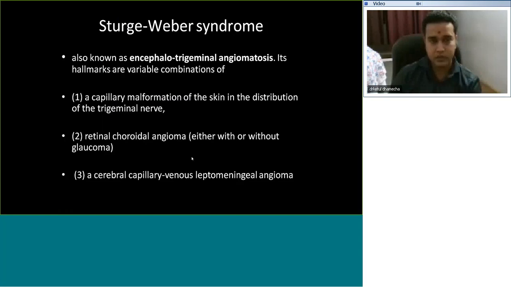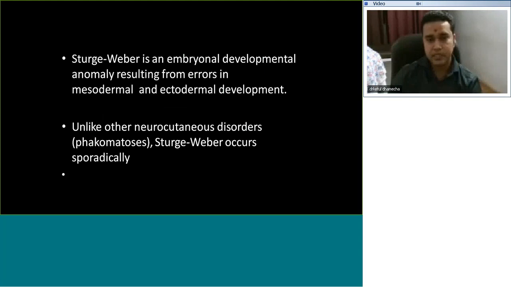Now we'll see Sturge-Weber syndrome, also known as encephalotrigeminal angiomatosis. It is a hallmark or variable combination of capillary malformation of the skin in the distribution of the trigeminal nerve, retinal choroidal angiomas, and third, cerebral capillary venous leptomeningeal angiomas. Sturge-Weber is an embryonal developmental anomaly resulting from errors in the mesodermal and ectodermal development. When the development takes place, the mesoderm and ectoderm separate later, but unlike the other neurocutaneous syndromes, it occurs sporadically.